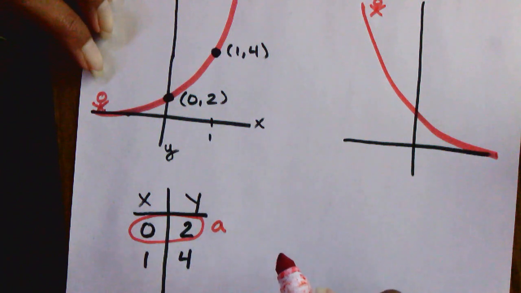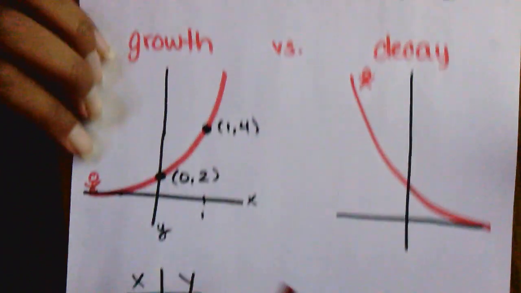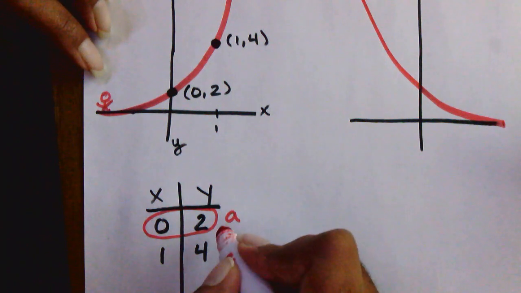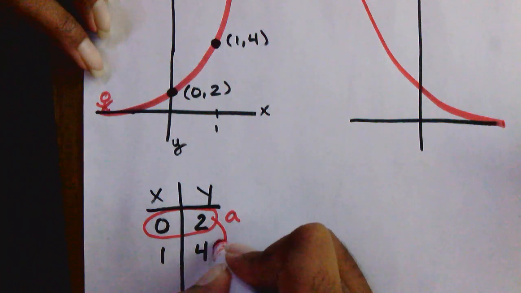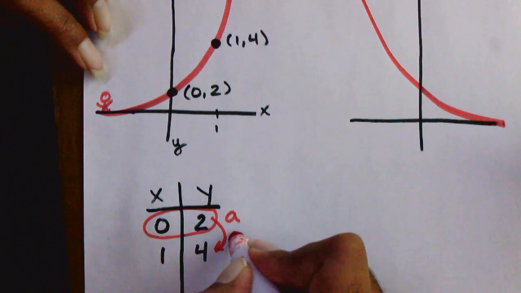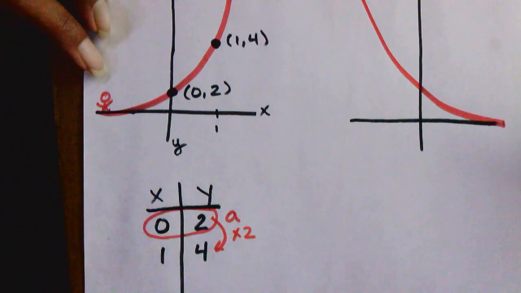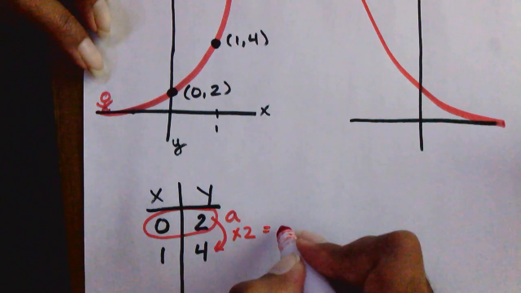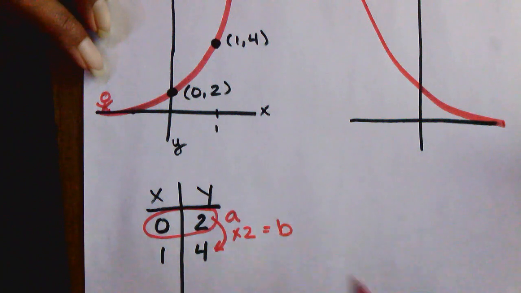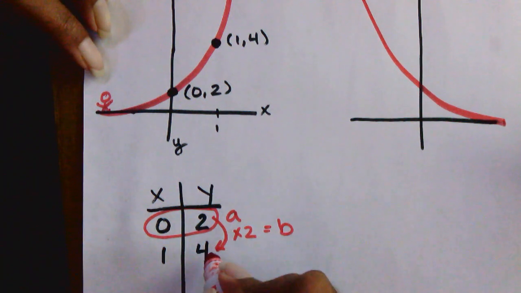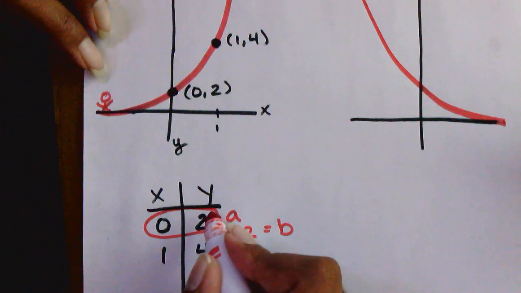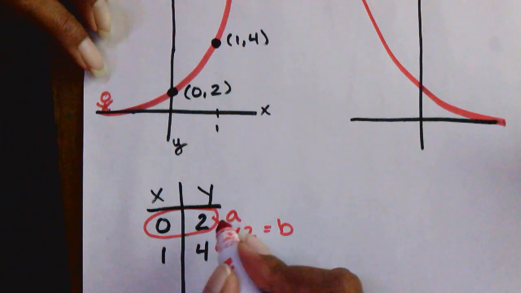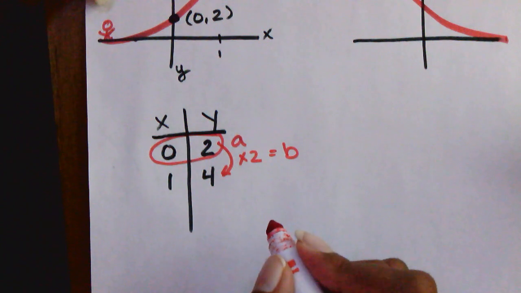And then in order to find B, our growth rate, first we know that it's growth, right? So we're going to figure out, what do I need to multiply 2 by to get to 4? Well, we can multiply by 2. So our growth rate is going to be 2. That's going to be our B. You can also go in reverse direction: 4 divided by 2 will give you 2. So you can use inverse operations.